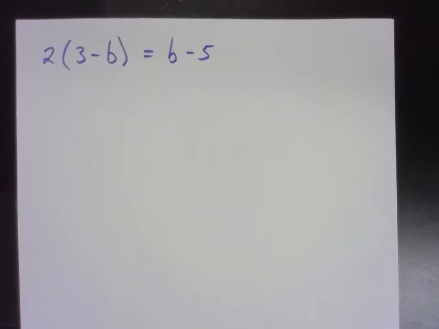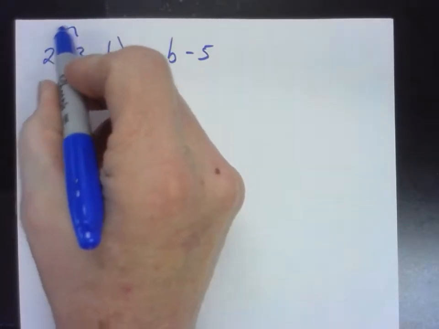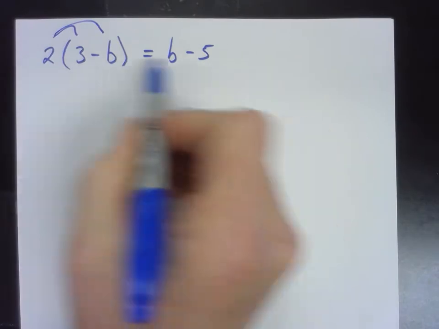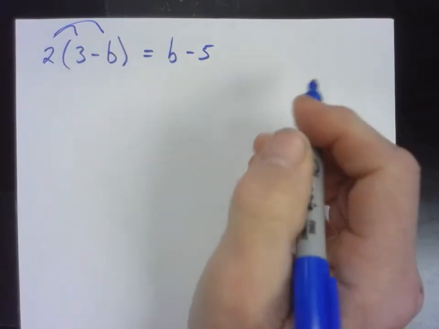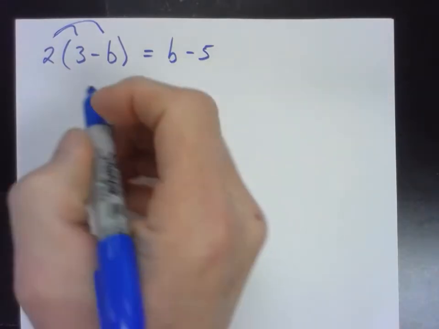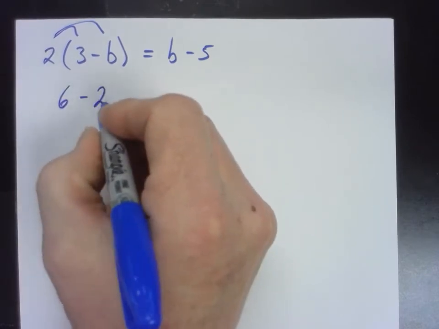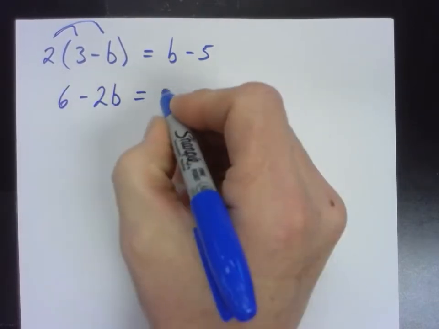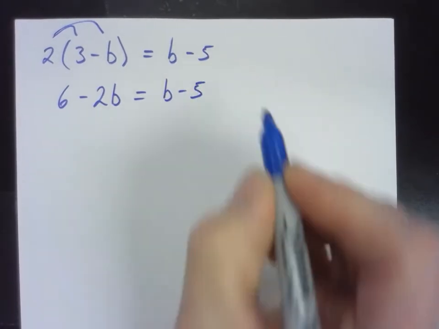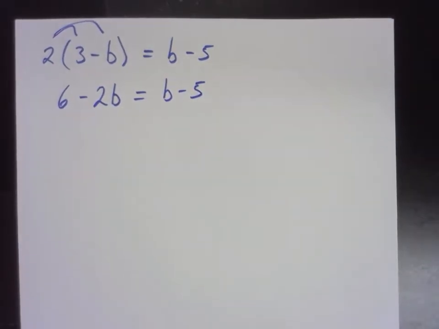So first step every time we solve an equation is remove the parentheses. So we're just going to use the distributive property right here. We won't write down the original equation on our paper usually. You can if you like, but I would write down 6 subtract 2 times b is equal to b subtract 5. Then what's the next thing we look for?